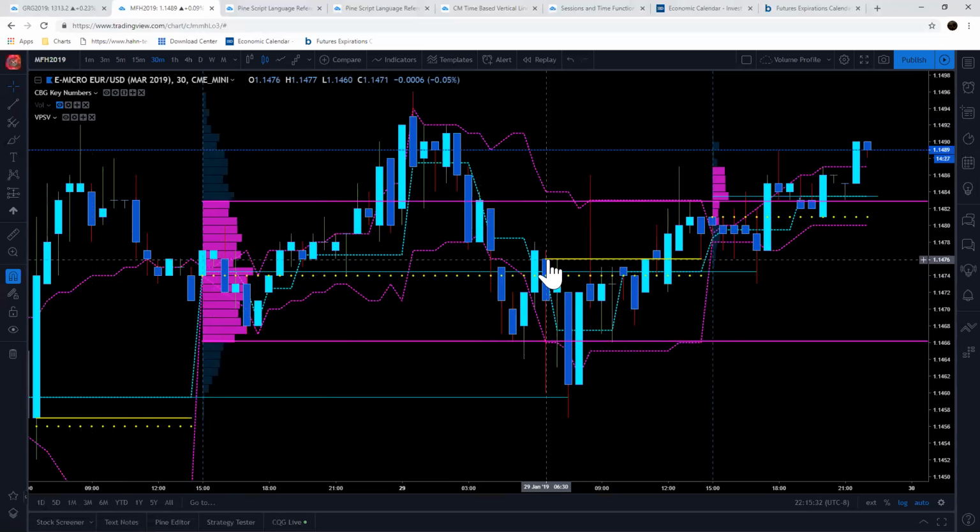Of course this is customizable, but here I've set it to be a solid, somewhat thick yellow line. It starts at the session open at 6:30, which is my equivalent Pacific time, and then it runs to the end of the day at approximately 1:30. And you'll see that on every day.